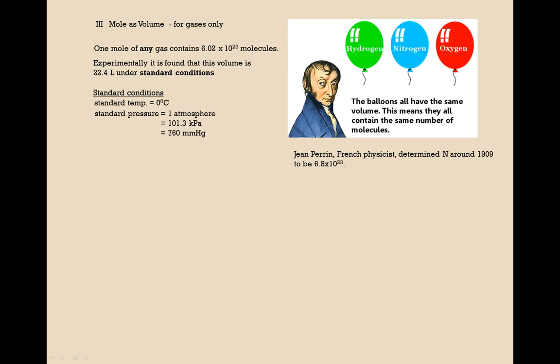And then there is standard pressure. So 1 atmosphere is a standard pressure, but that's equivalent in kilopascals to 101.3, which is equivalent in millimeters of mercury to 760. So these together, standard temperature and pressure, are referred to as STP. So we end up with the molar volume of any gas at STP as being 22.4 liters. If you change the temperature, then this volume is going to be a different number.